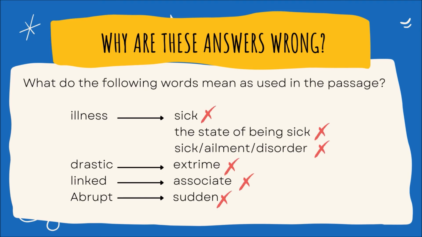Next one, linked. Why is the word associate considered wrong? It's wrong because it is in the wrong tense. Linked is past tense. So the answer should also be in past tense. So the answer should be associated.